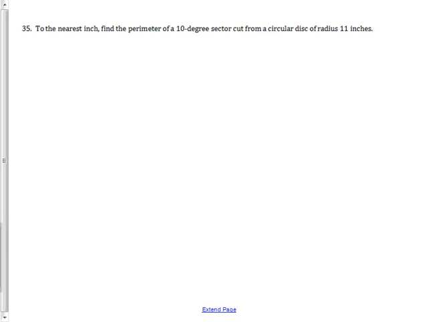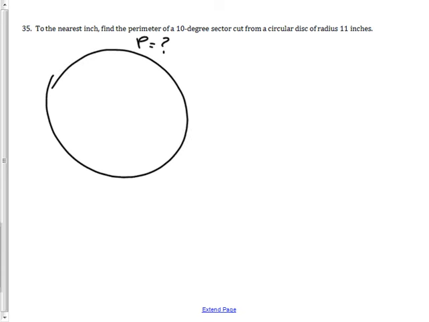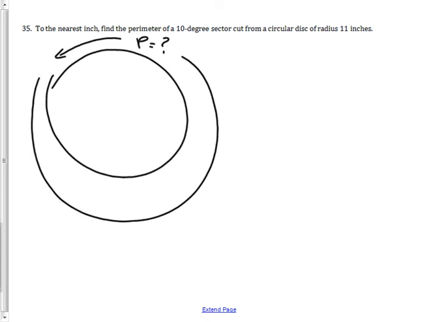Next kind: to the nearest inch, find the perimeter of a 10-degree sector cut on a circular disc, radius 11. I really recommend you draw a picture anytime you have a word problem. So I'm going to say it's a circular disc, and I want to know the perimeter. And that perimeter is all the way around. And it's a 10-degree sector, right? So that means 10 degrees is pretty small. It's like this. I'll say that's 10 degrees. Sector cut from a circular disc of radius 11. The radius is 11.